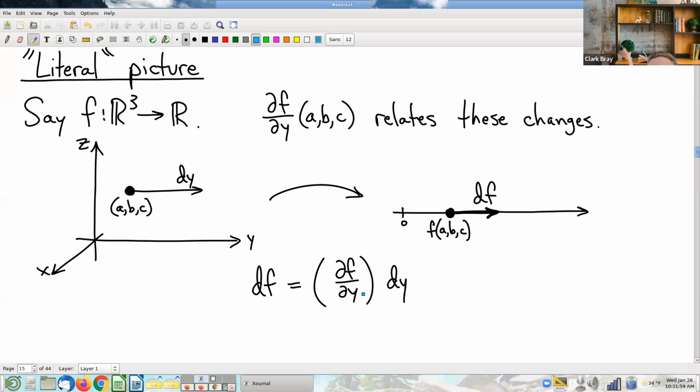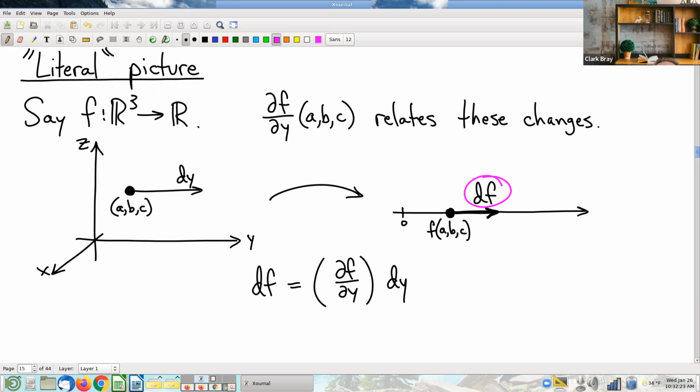Is dy equivalent to just delta y here? Or not? Yeah, kind of. The difference between a d and a delta: it's more interesting when you talk about output values. So df does not refer to how much the function actually changes.